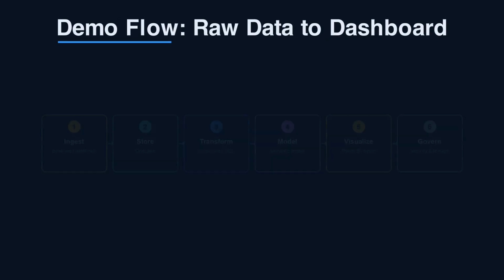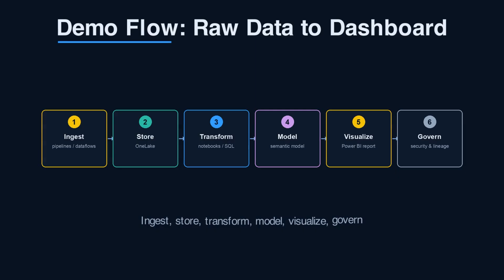Here is the end-to-end flow inside Fabric. First, ingest data using pipelines or dataflows. Next, store it centrally in OneLake. Then transform it with notebooks or SQL into clean, curated tables. After that, expose trusted data through a lakehouse or warehouse and build a Power BI semantic model on top. Finally, deliver reports to business users, all under one security and lineage model.